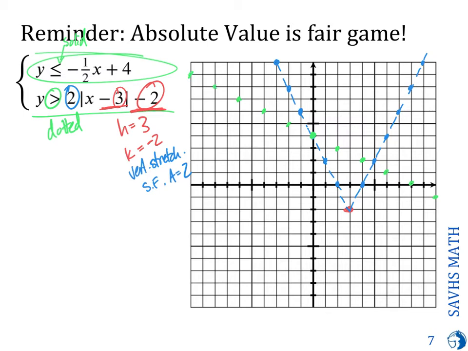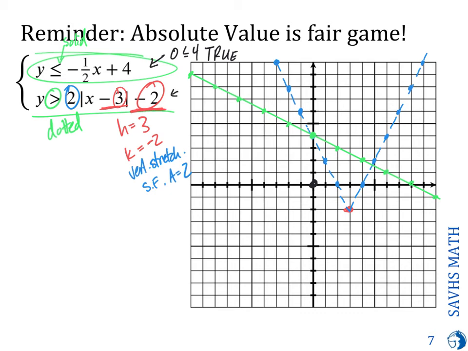I can draw my solid line like this. I have not used any test points yet, so I'm going to do that kind of in one step. I'm going to use the point 0, 0 for both. I want to evaluate, is it true here? So I have 0 is less than or equal to 4, and that is true.